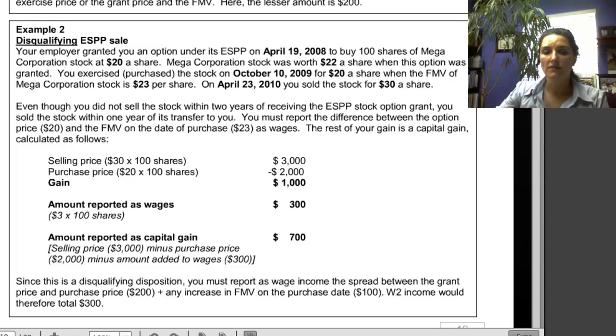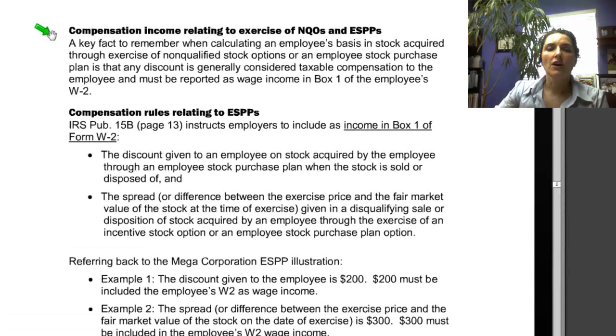So since this is a disqualifying disposition, you must report as wage income the spread between the grant price and the purchase price, plus any increase in fair market value on the purchase date, which was $100. The W-2 income would therefore total $300, and that $300 would add to the $2,000 purchase price to give a cost of $2,300. Compensation income relating to the exercise of NQOs and ESPPs.